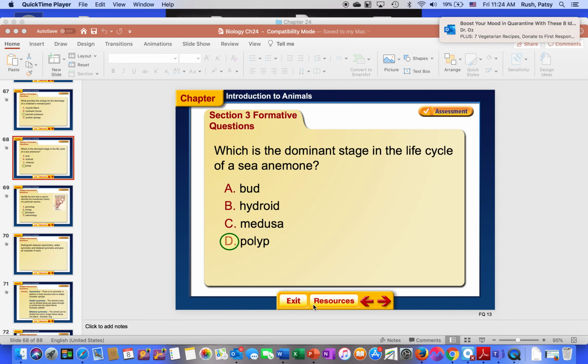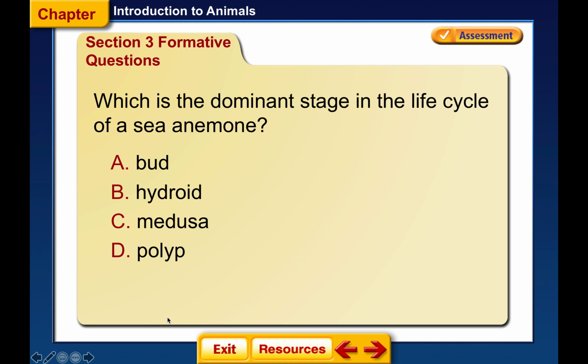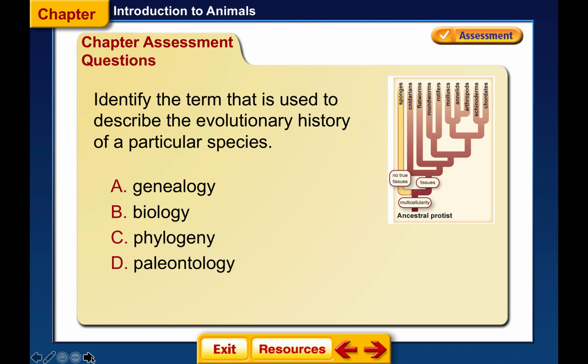Okay, so let's continue on. This is one we've had. We know the answer to this is polyp. All right, our next question. Identify the term that is used to describe the evolutionary history of a particular species.